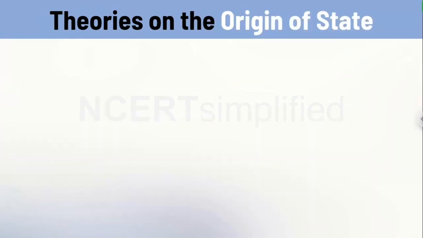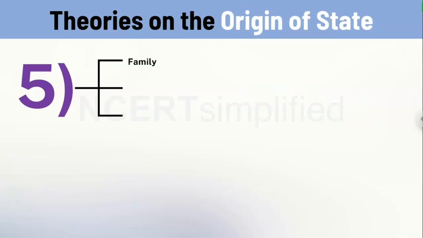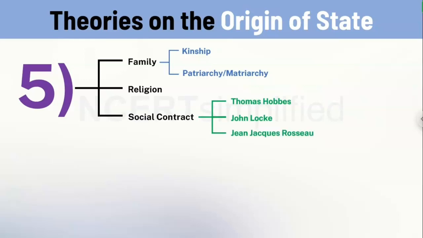So now let's move on to the topic, theories on the origin of state. Various political thinkers and philosophers have propounded theories which explain how the state has come into existence. There are 5 theories, and these can majorly be classified as theories on the basis of family, theories on the basis of religion, and theories on the basis of social contract, which inevitably led to the origin of state. On the basis of family, there are 3 theories that we're going to be studying. 1, the theory of kinship, 2, the patriarchal theory, and 3, the matriarchal theory. On the basis of religion, we have the divine theory, which suggests that religion led to the origin of state. And on the basis of social contract, the social contract theory was propounded by 3 philosophers, Thomas Hobbes, John Locke, and Jean-Jacques Rousseau, who had conflicting opinions on the theory, but all of them majorly state how social contract led to the origin of state.